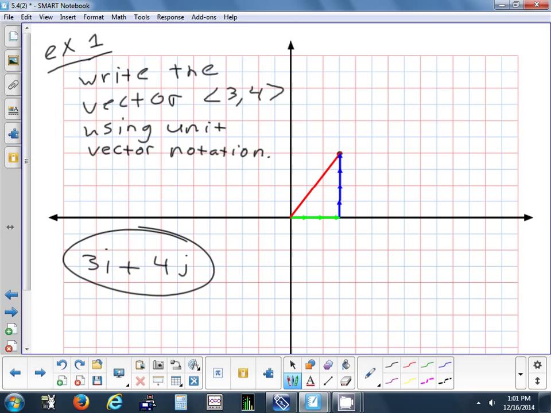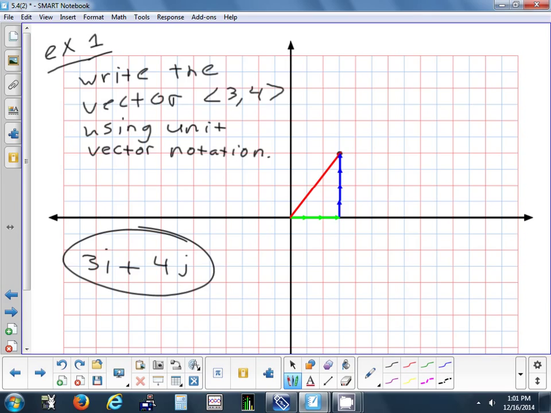You do not need the angle brackets if you're going to write it as i and j. But if you're going to write it with a comma and you're not using i and j, you do need the angle brackets. Okay? So is it always going to be x with an i and y with a j? Yeah, i always represents your horizontal movement, and j represents vertical.